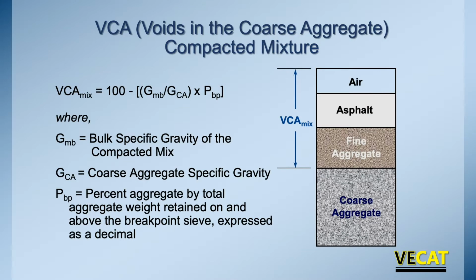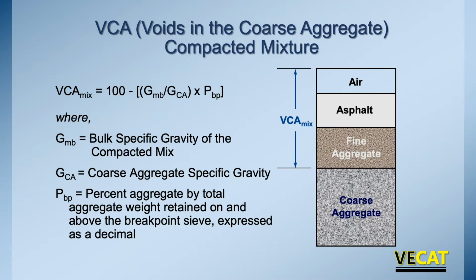Here's a new terminology that we discussed a few minutes ago. It's the VCA in the compacted mixture. Now we're adding a few more things to the picture to the right of the slide. Still got our coarse aggregate, we still have our air. Now we're introducing asphalt and fine aggregate. This calculation is calculated during production. You need your bulk mix gravity from your pill. You have your gravity of your coarse aggregate that is determined during design, and your percent passing the breakpoint sieve. And that's going to determine during production your VCA of mix.